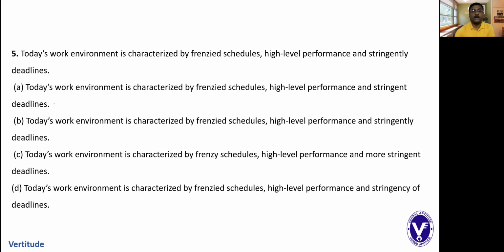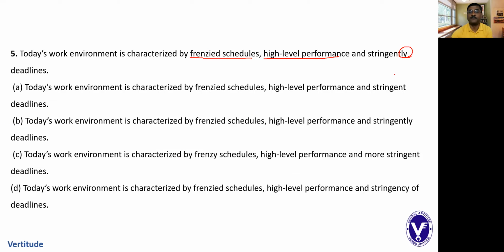Next. Today's work environment is characterized by frenzied schedules, high level performance, and stringently deadlines. Now here it says frenzied schedules, high level performance, and stringently, an adverb, stringently deadlines. So here it should be: today's work environment is characterized by frenzied schedules, high-level performance, and stringent deadlines.